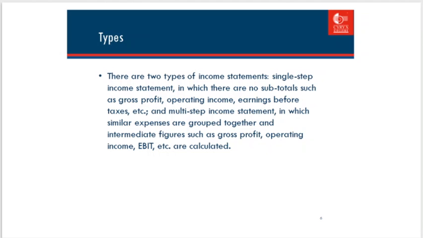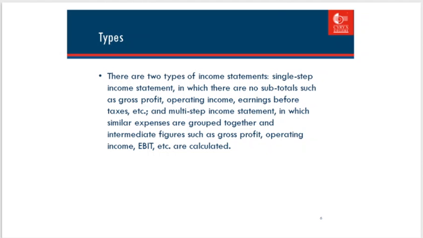Types. There are 2 types of income statements: single-step income statement, in which there are no subtotals such as gross profit, operating income, earnings before taxes, etc. and multi-step income statement, in which similar expenses are grouped together and intermediate figures such as gross profit, operating income, EBIT, etc. are calculated.